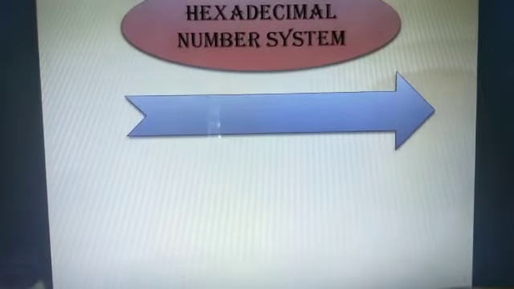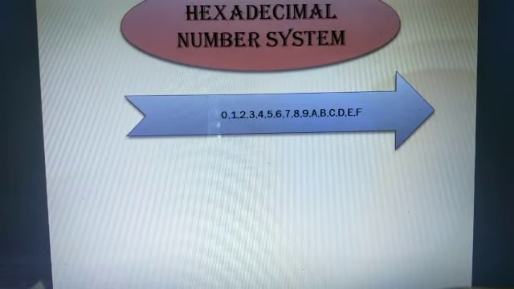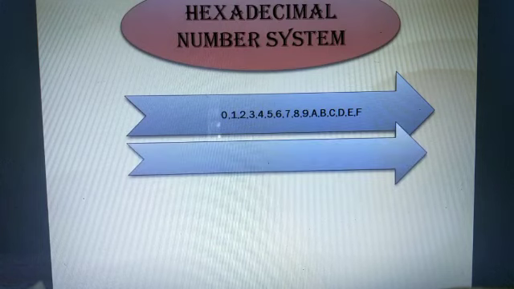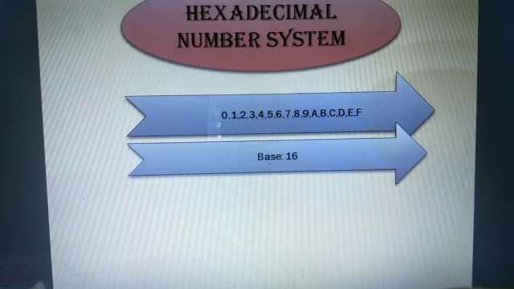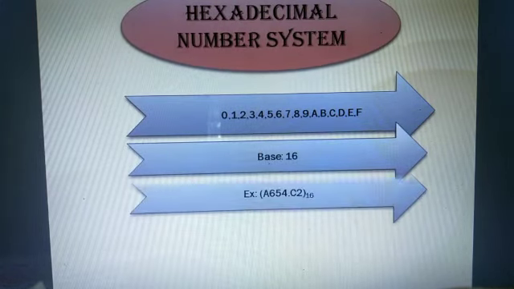Last one is the hexadecimal number system, which consists of a total of 16 symbols including numbers. 0 to 9 numbers and after that A, B, C, D, E, F, these 6 are letters. So 16 symbols for the hexadecimal number system. So, it has a base of 16.